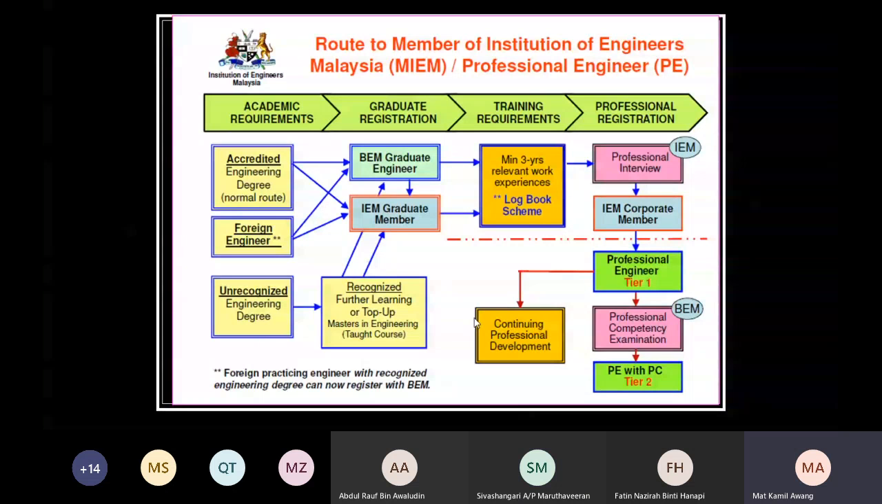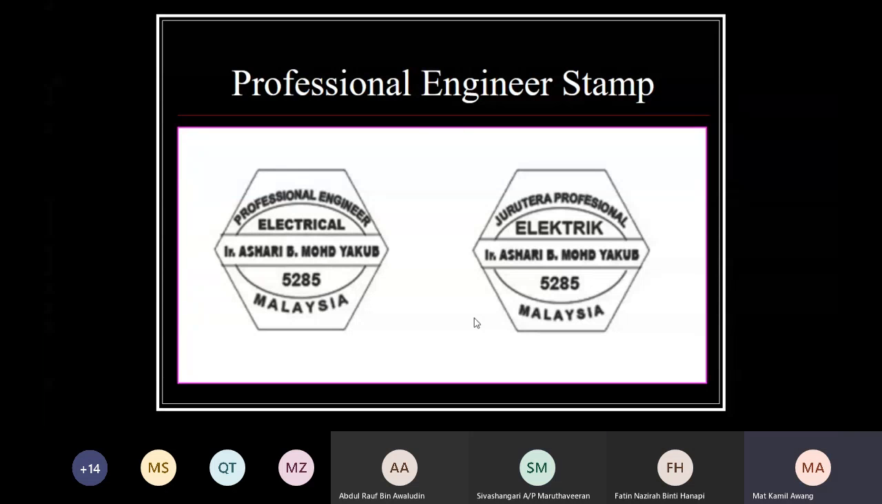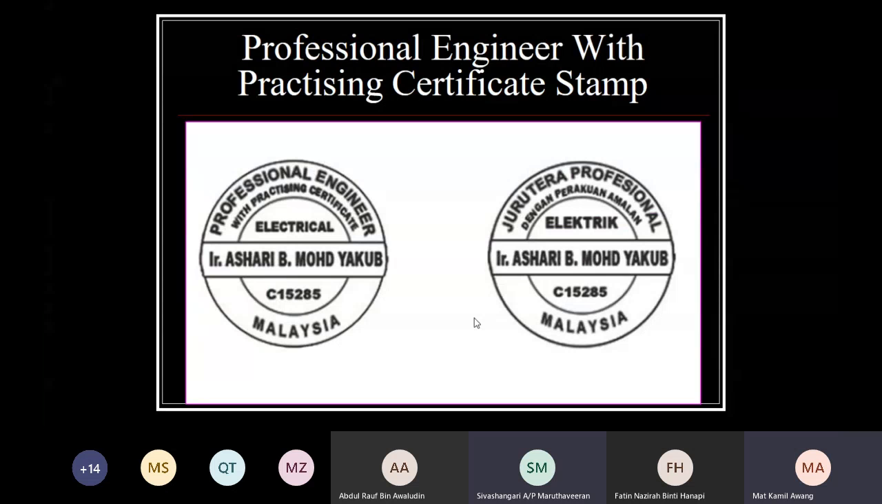Okay. So these are actually the professional engineer stamps by the Board of Engineers. This is for the tier one professional engineer. The shape is not round, it's hexagonal. One is the English version, the other one is the Malay Bahasa version. And this is the tier two professional engineer stamp, for professional engineer with practicing certificate, and the shape is round. And this is mine.